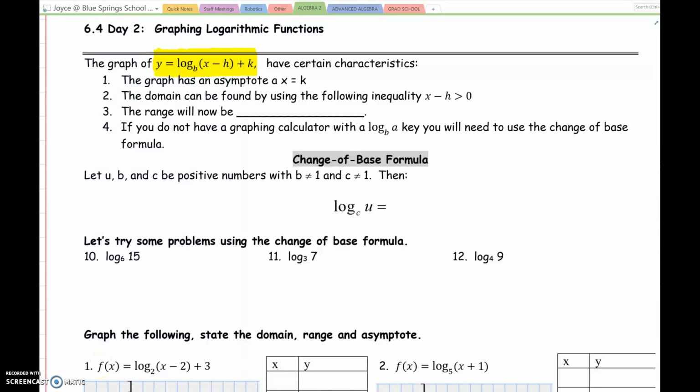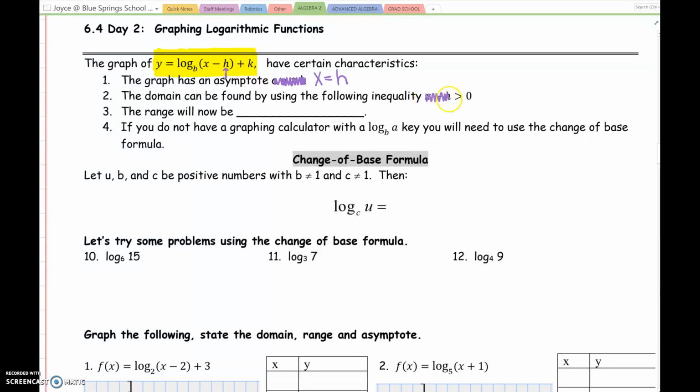This graph has some specific characteristics. The first one is it has a vertical asymptote, and it is not at x equals k. It is a vertical asymptote at x equals h. The side-to-side movement is going to tell us where the asymptote is going to be. And in the formula, it says minus h. So think about the opposite of whatever you see in the parentheses. That's going to be the asymptote.